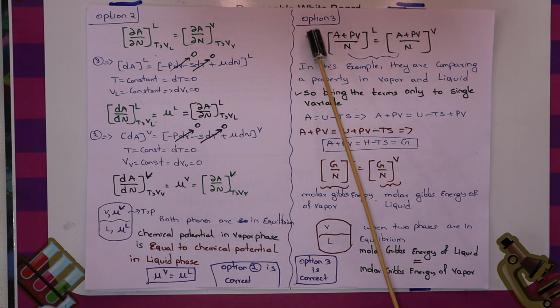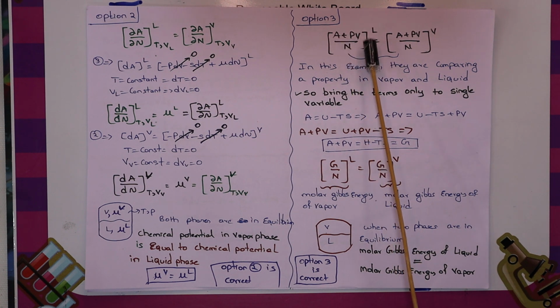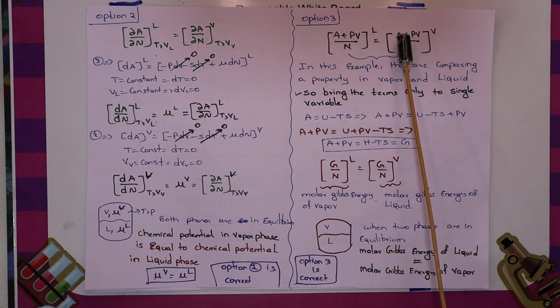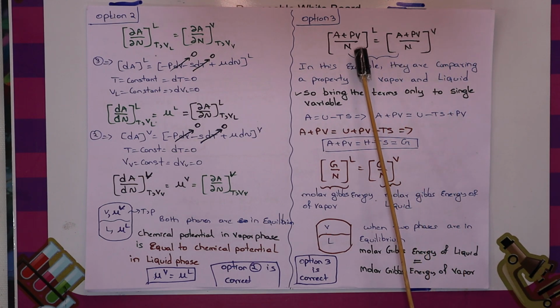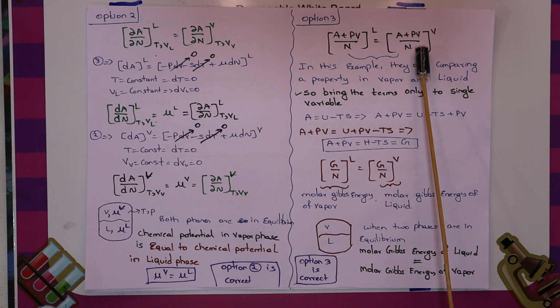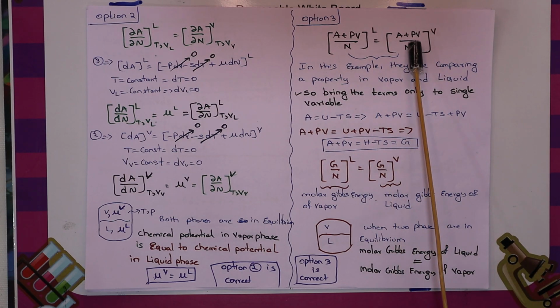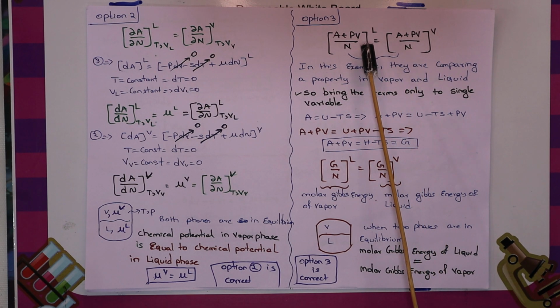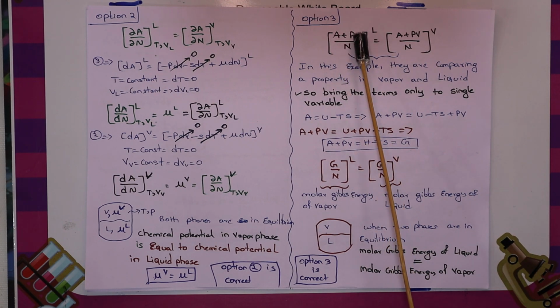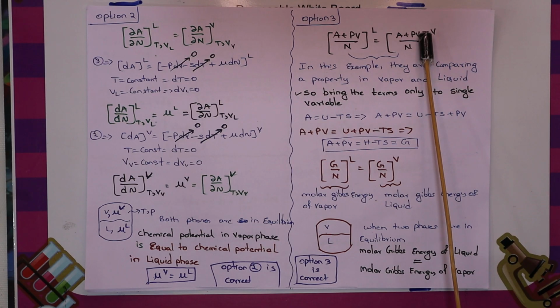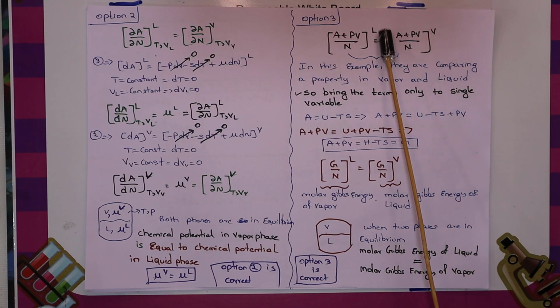Let us go to option number 3. Option number 3 says that A plus PV by N for the liquid phase is equal to A plus PV by N in the vapor phase. That means they are equating some property of a liquid to some property of vapor, and let us see what property they are trying to relate. A plus PV: I know what A is and what pressure times volume is, so can I get a relationship for A plus PV for the vapor and A plus PV for the liquid?